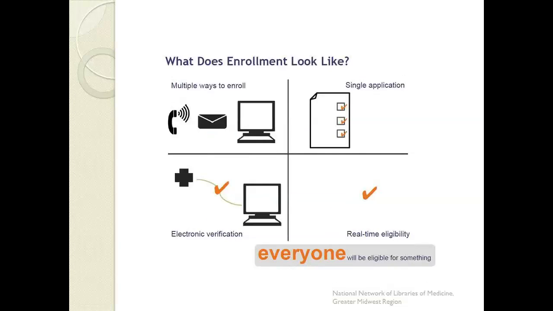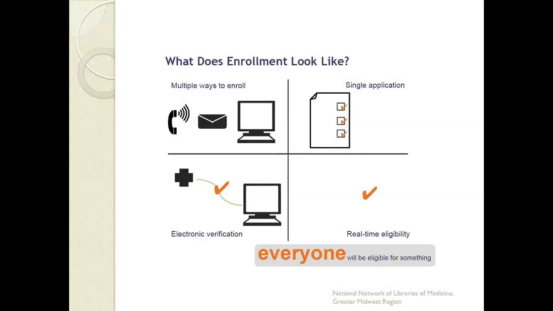Here's another page that summarizes enrollment options for people. You can enroll online, or you can enroll by mail, by phone, or in person. There's a single application process to help people determine if they're eligible and if they qualify for Medicaid or for one of the tax breaks that's going to be available under the new law.